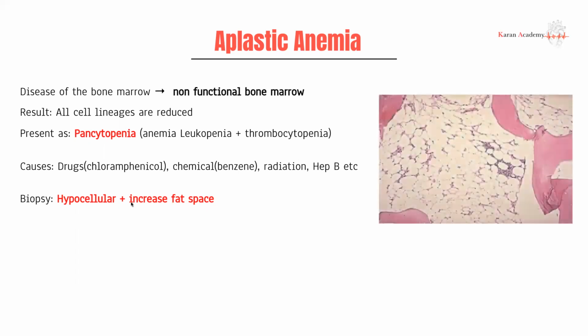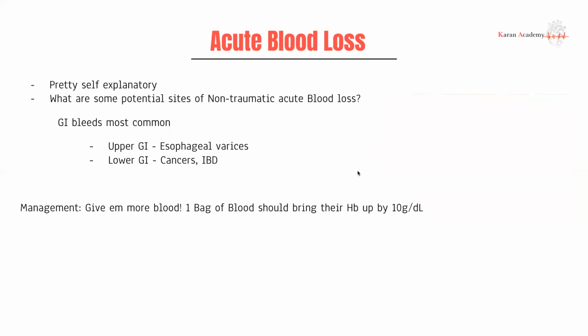In terms of a biopsy, you would see hypocellular bone marrow with increased fat spaces. As you can see, this normally should be filled with bone marrow cells that are very metabolically active. However, they've been replaced with fat cells, and you have a very low density.